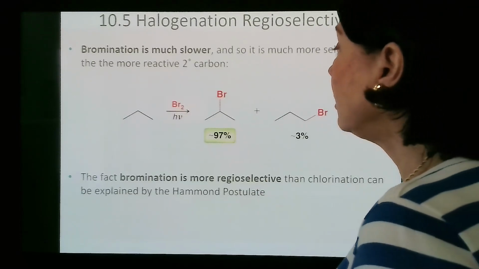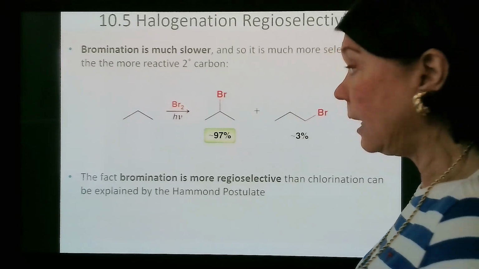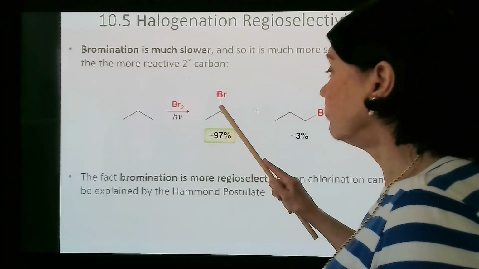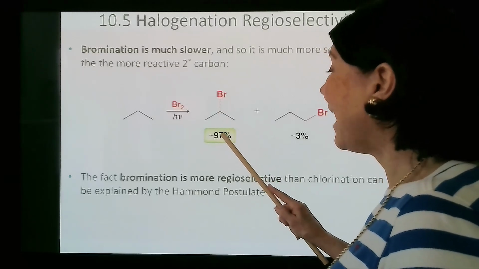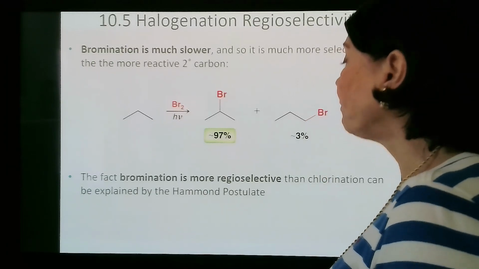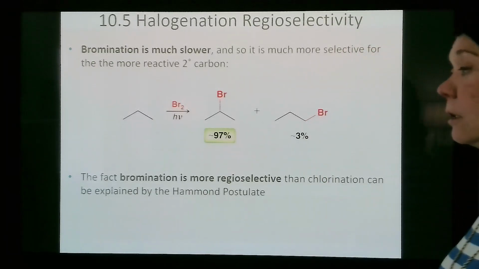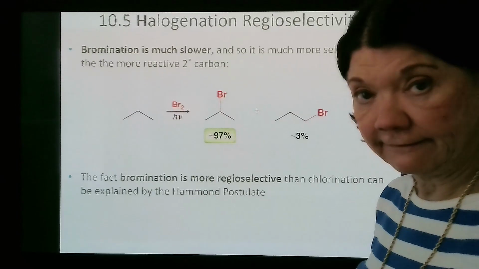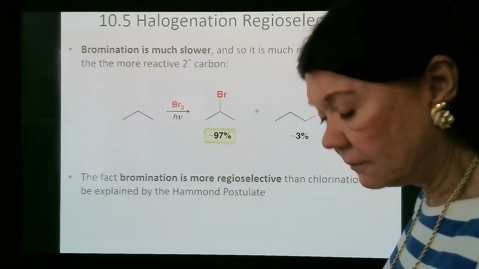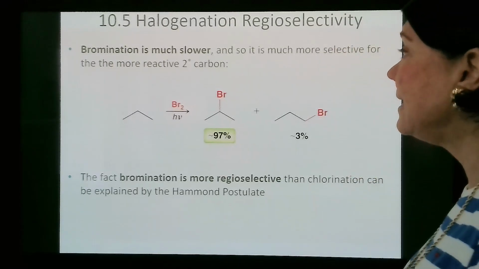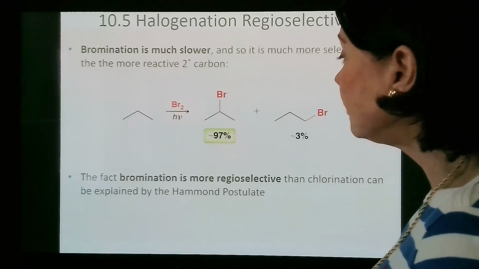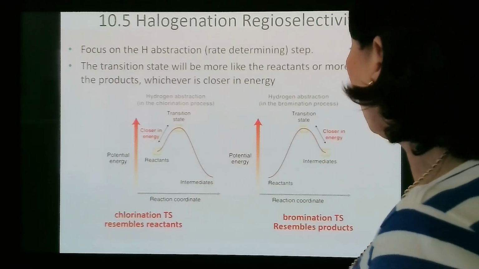Now with bromination, it's the opposite. Much, much, much more of the bromination occurs at the secondary position, 97%, and only 3% at the primary. So the bromination is much more selective. Chlorination is much less selective. Okay, and what we're going to look at now is why. Bromination is much slower, so why?